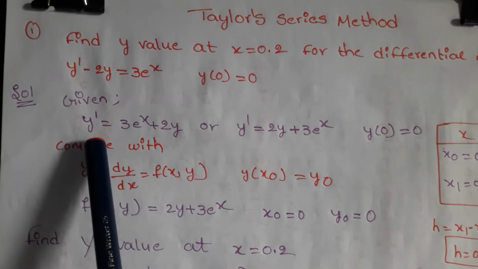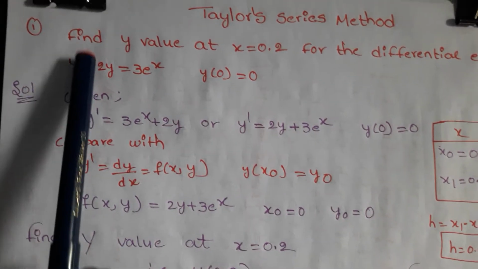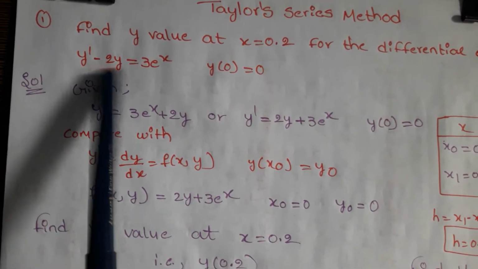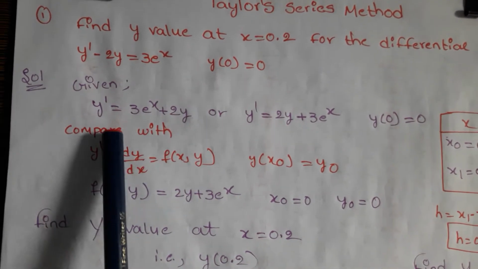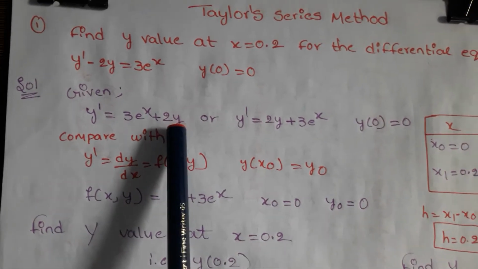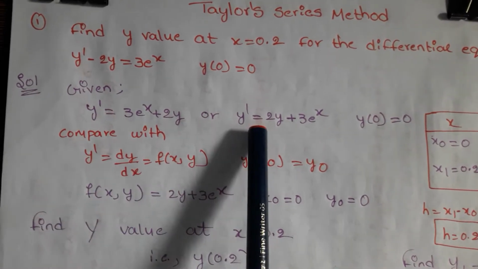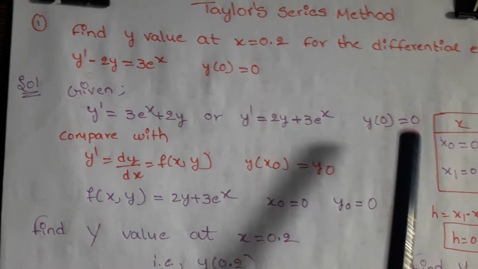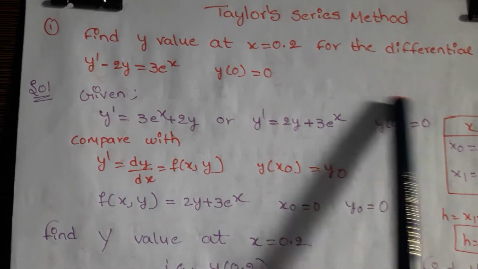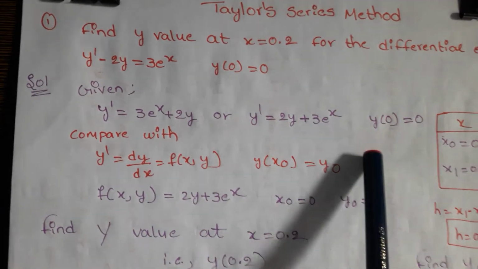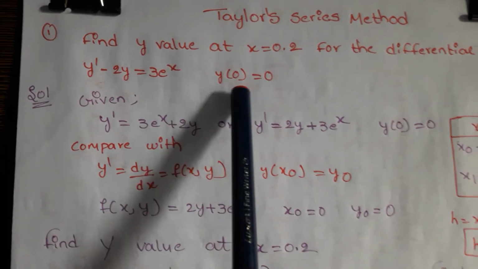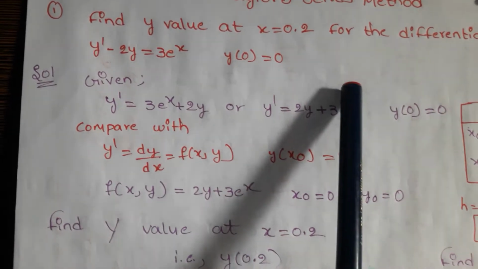Solution. Given y dash, on the LHS side we need only y dash, so move this minus 2y to the RHS side. So y dash equals 3 e power x plus 2y, or y dash equals 2y plus 3 e power x, and y of 0 equals 0. Here they have given the initial condition, y value at 0 is 0. We need to find y value at 0.2, y of 0.2.